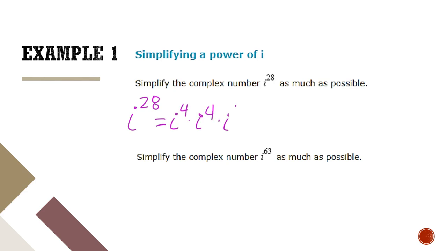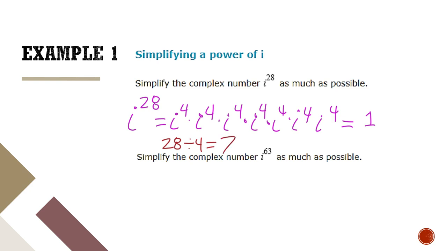This gets a little bit tedious, but there are in fact 7 of them. That's 5, 6, and then 7, because 7 times 4 is equal to 28, which is 1 times 1 times 1 times 1 times 1, and that all is just equal to 1. So i to the 28th, because it's a multiple of 4, if you divide by 4, we'll always get to 1. Now, the easiest way to do this, to me, is just saying, well, what's 28 divided by 4? Well, this ends up being 7 with a remainder of 0.